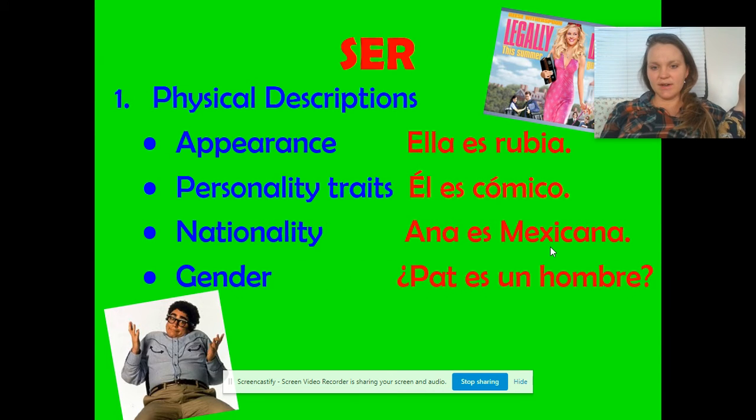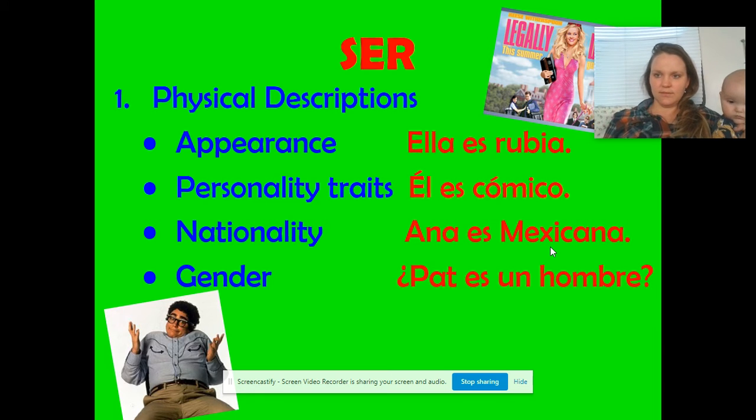We could use it for gender. So what something is, whether it's a boy or a girl, just identifying what something is. Use es instead of está. Like I could say, esto es mi hijo. This is my son. I'm identifying him. Esto es su juguete. This is his toy, and so on. So, identifying.